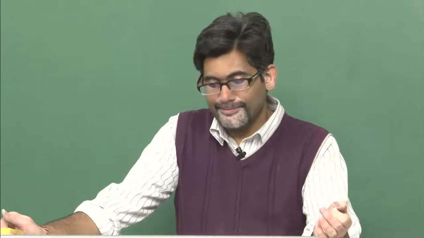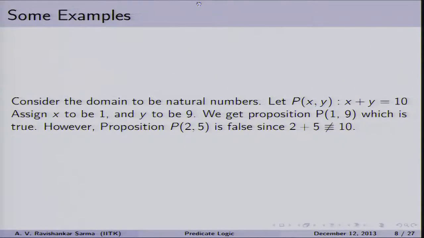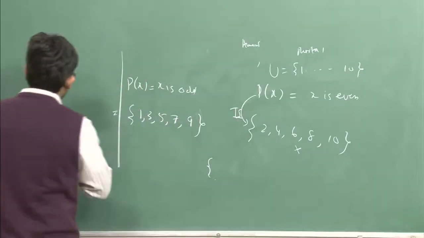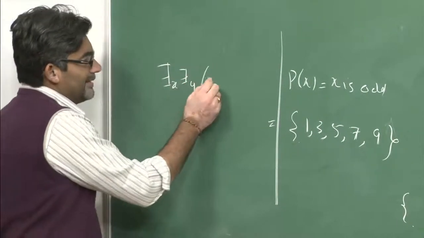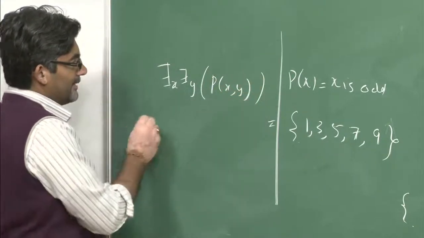Now if you change the domain to the integers, including negative integers, then for example you could take x as minus 1 and y as 9. If you take natural numbers, in some cases this holds, but it is not going to hold for all x and all y. Whatever x and whatever y you take, x plus y doesn't always add up to 10. So you write this formula in this way: since it holds only for some values, there exists some x and there exists some y, P(x, y).